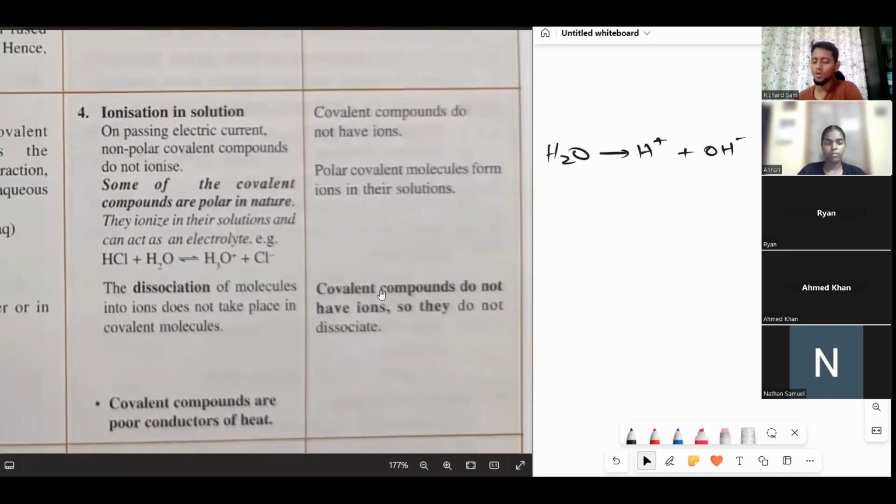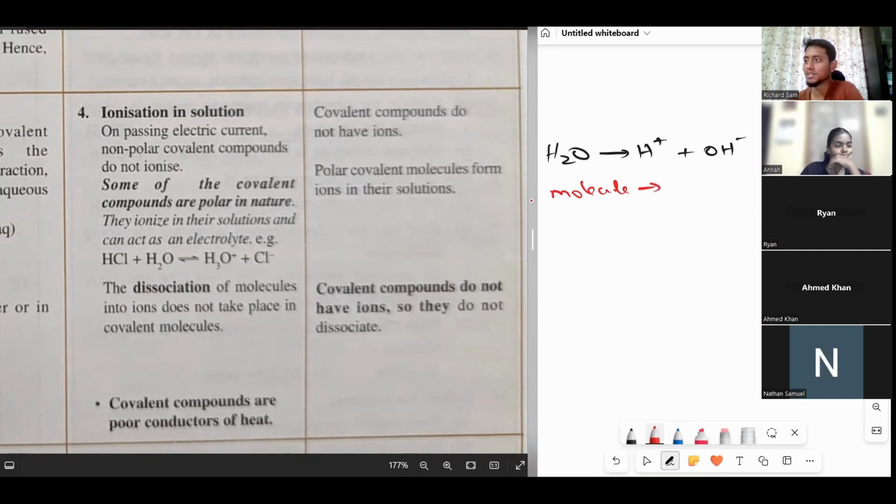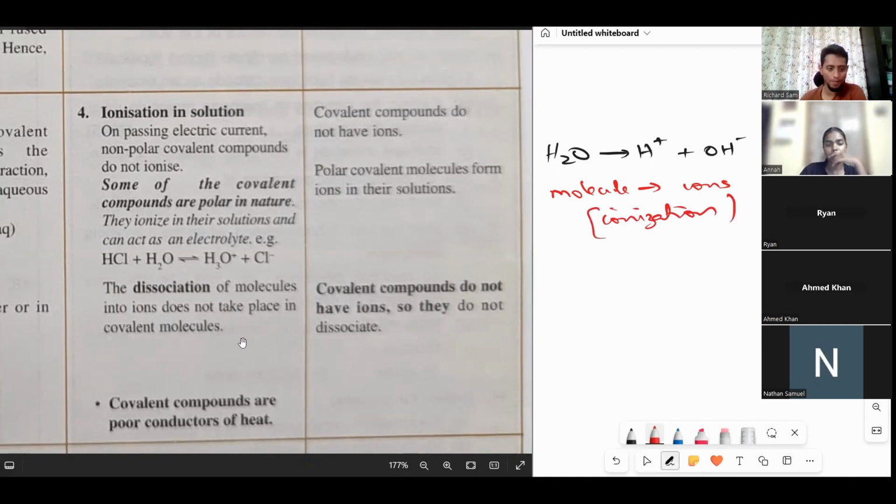See, it's written here. Covalent compounds do not have ions, so they do not dissociate. If they were already ions, they just dissociate. Covalent compounds are what? Are they ions? What are they? Molecules. Come on, don't forget. H2O is a molecule. So the molecule is splitting into what? Ions. So this process is called what? Ionization. When a molecule splits into ions, it is called ionization.